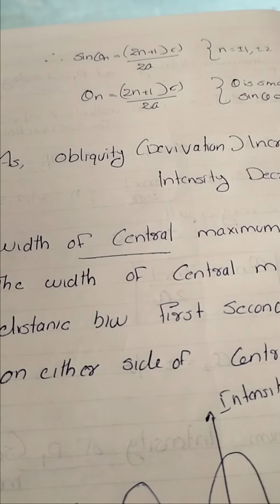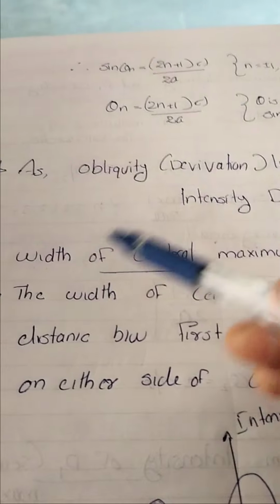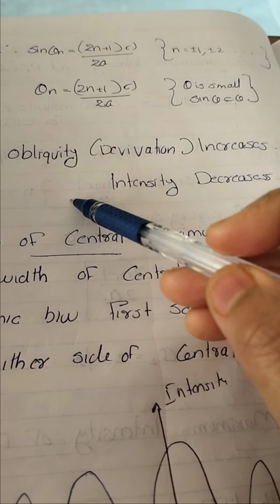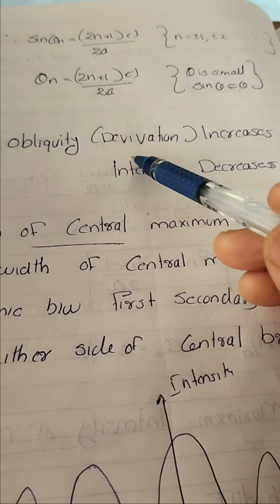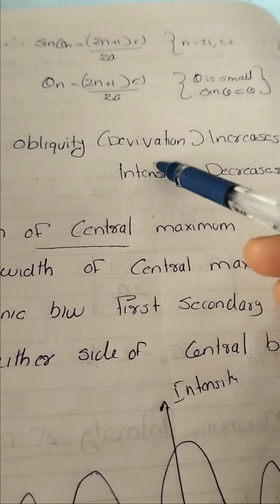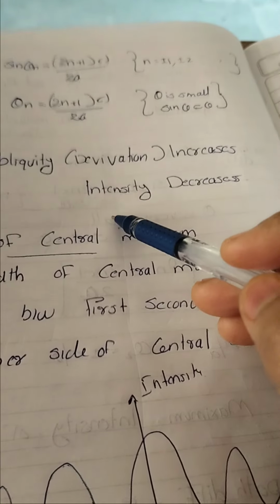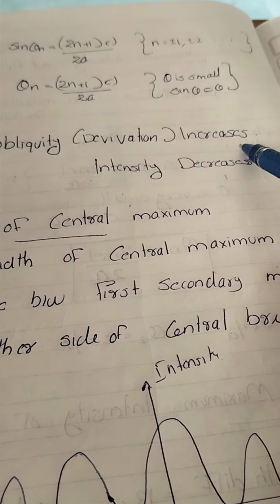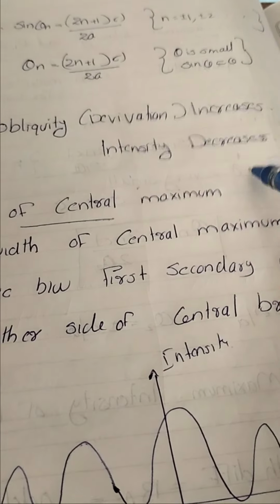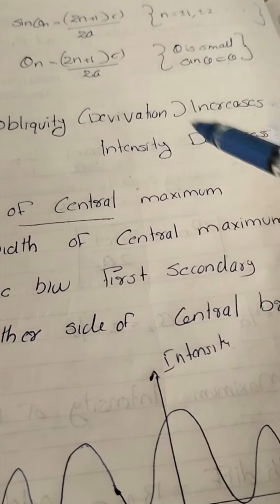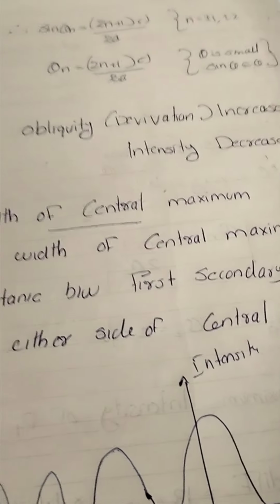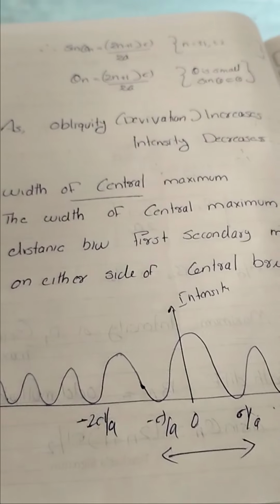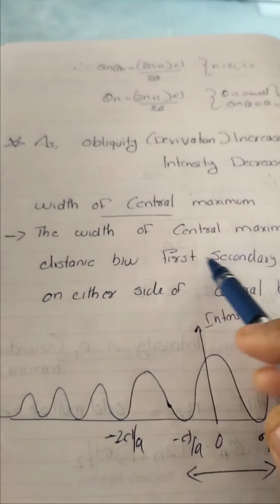From this expression we can understand that as obliquity, that is deviation, increases, intensity decreases. Okay, deviation increases means intensity will decrease. So bending increases, intensity decreases. That is the meaning. Okay, then we go on to the next point of the chapter.